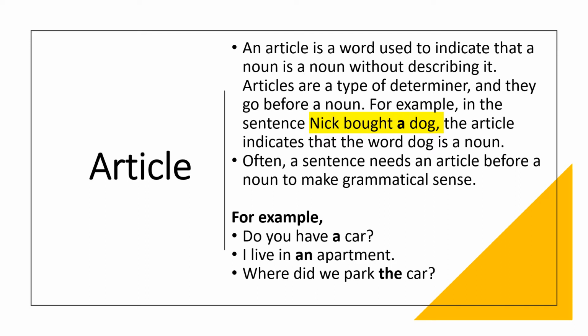Often a sentence needs an article before a noun to make grammatical sense. For example, do you have a car? I live in an apartment. Where did we park the car?